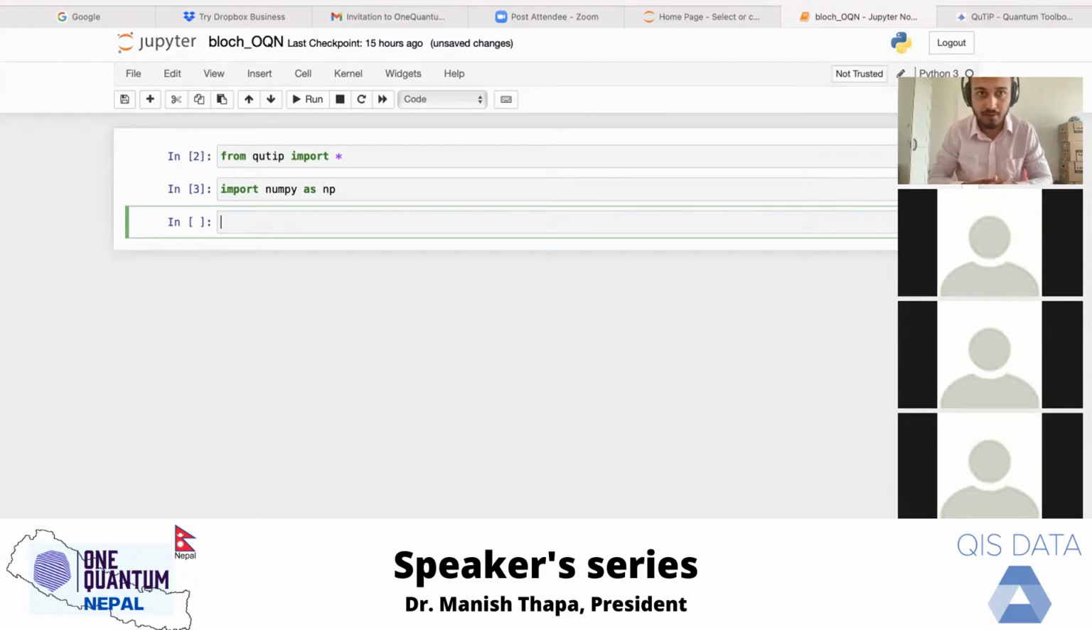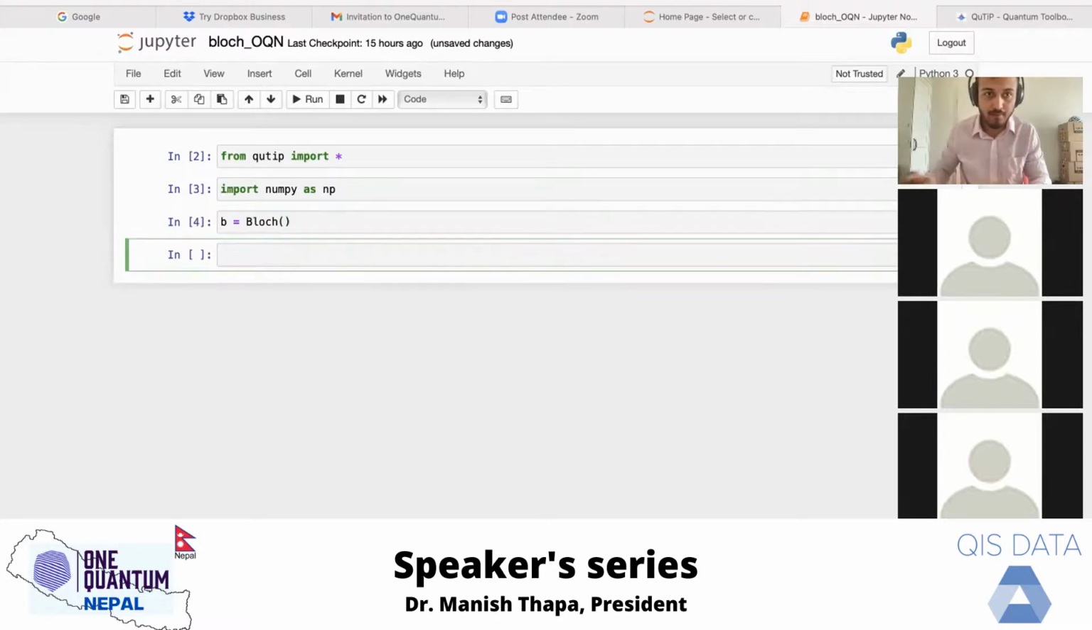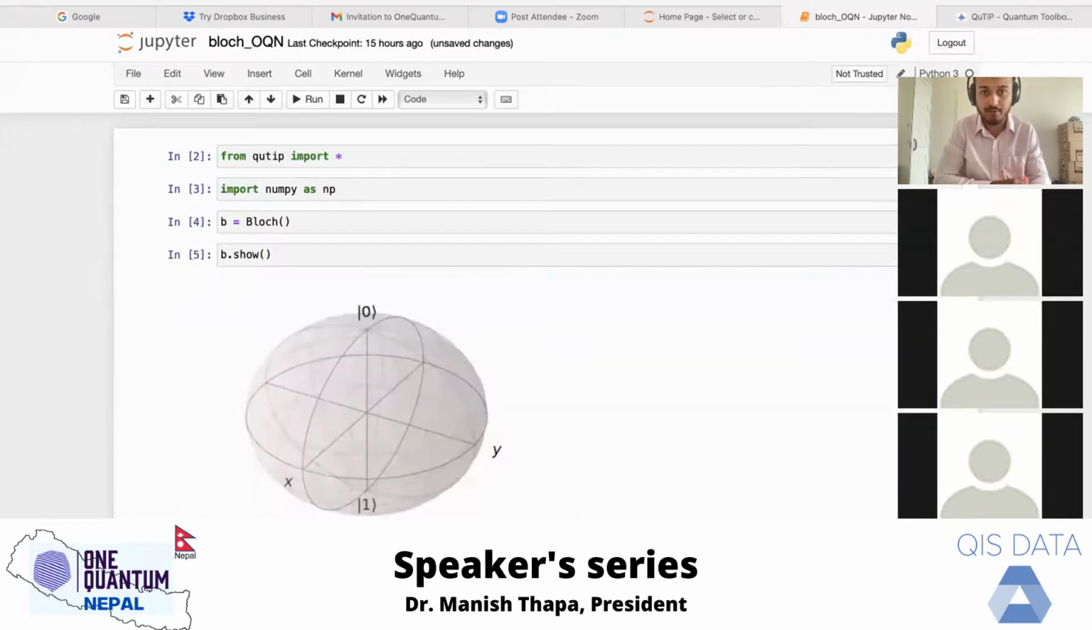Now in QuTiP you can build a Bloch sphere by just giving this command, and you can even show the Bloch sphere. Have a look, that's the Bloch sphere. It has x, y, and z axes. The poles are the 0 state and the 1 state, and x will be a superposition of the 0 state and 1 state, and y will again be a superposition of the 0 state and 1 state.